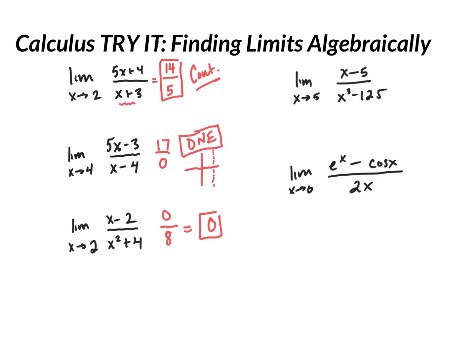So if 0 is in the denominator, you're dividing by 0. That means in the graph there was an asymptote and the limit doesn't exist. But if the 0 is in the numerator, we can proceed because 0 divided by a number is 0.